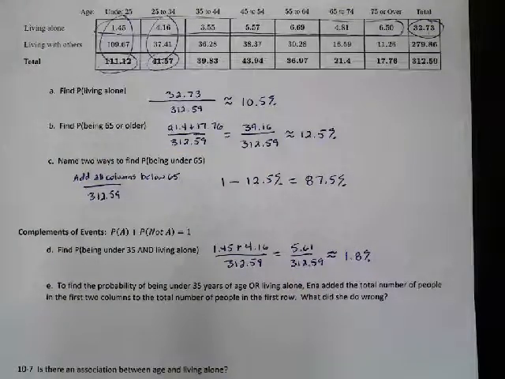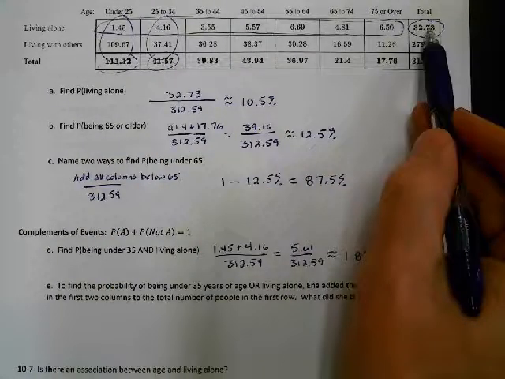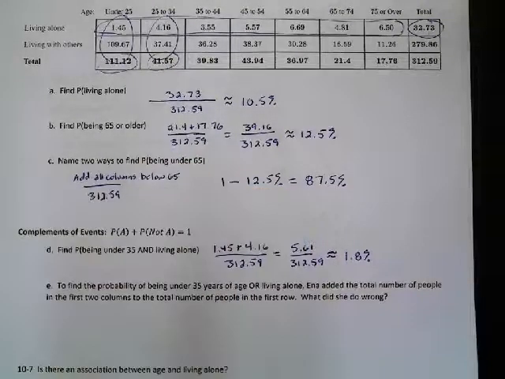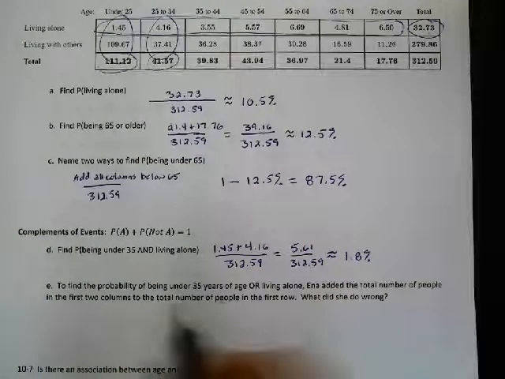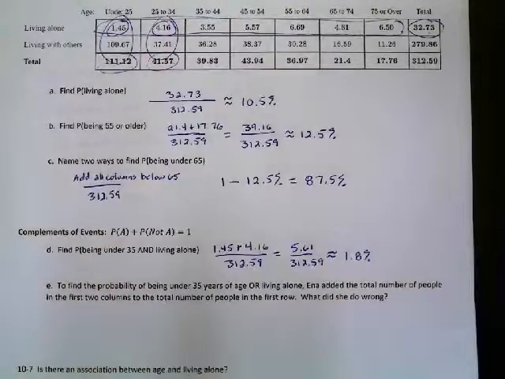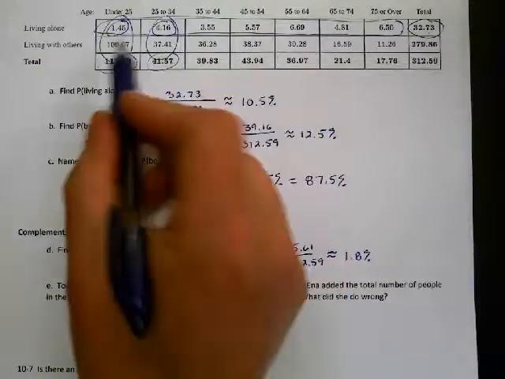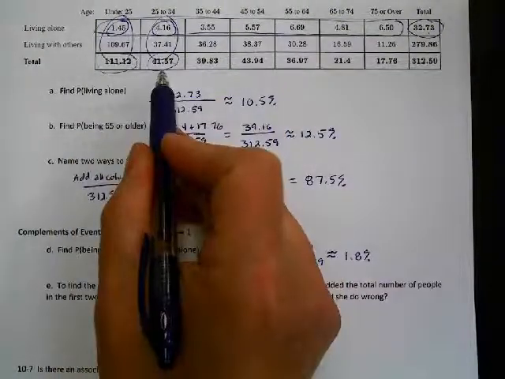I mean, it makes sense. Here's the people under 35. Here's the people living alone. Why don't we just add those two numbers together, since it's an or problem, right? Well, her mistake here is these two numbers. These two numbers just got double counted. Those two numbers are part of this total, and these two numbers are part of these totals. So they just got double counted.